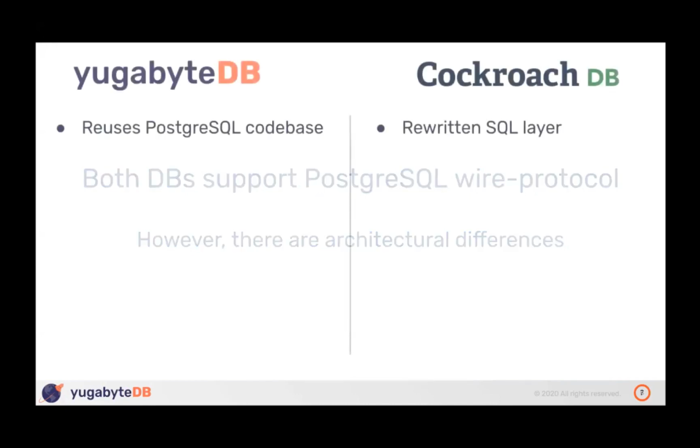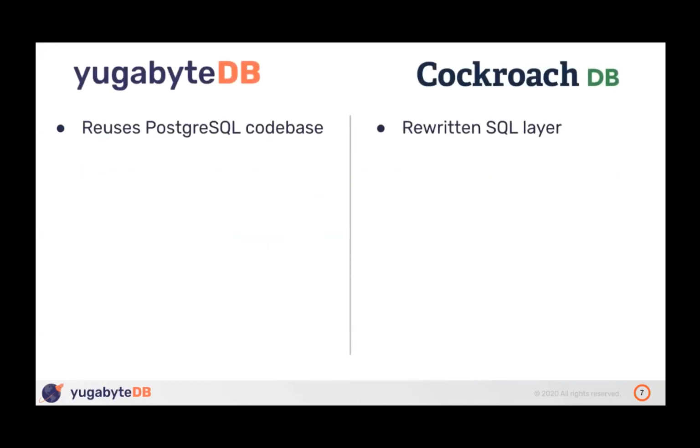So what we find is that Yugabyte actually reuses the PostgreSQL codebase, and we're going to build up a competitive list as we go along, and this is just the first entry in that list. So it reuses the PostgreSQL codebase, while CockroachDB has rewritten the entire SQL layer in Go.